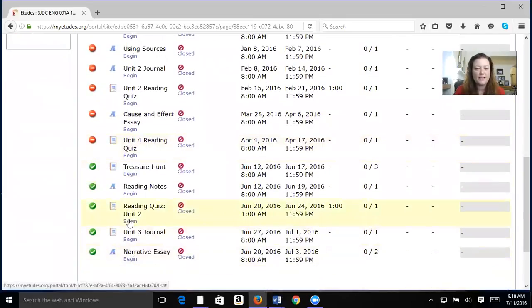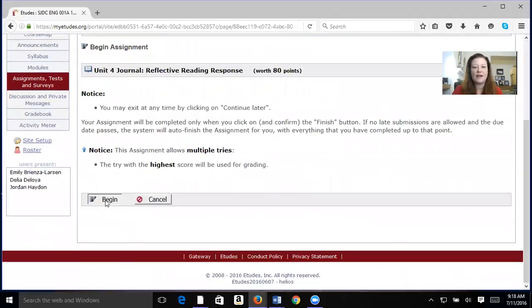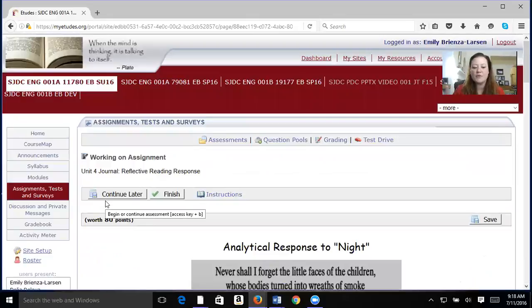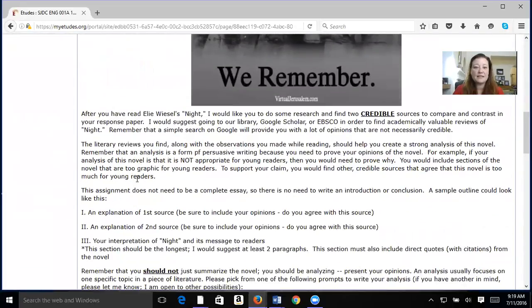Sorry, this is so confusing on my end. Hopefully it looks better on yours. There you go. Okay, so I go ahead and I begin. And remember, the journals you can enter multiple times. So you can start it and save it for later. So here is the assignment.